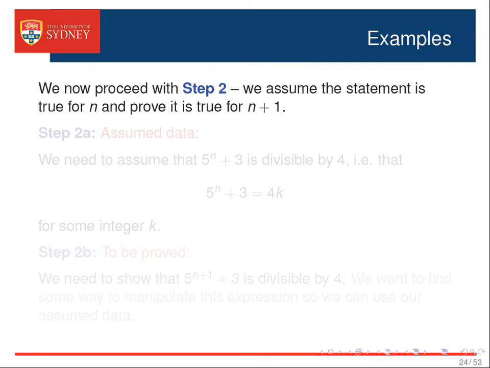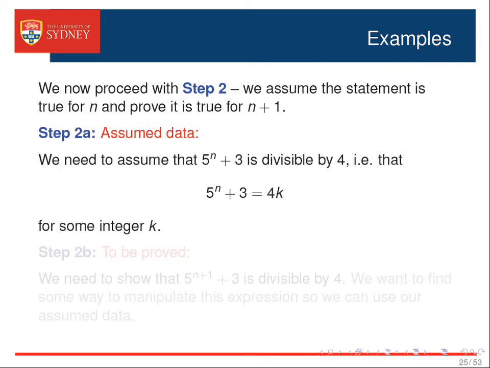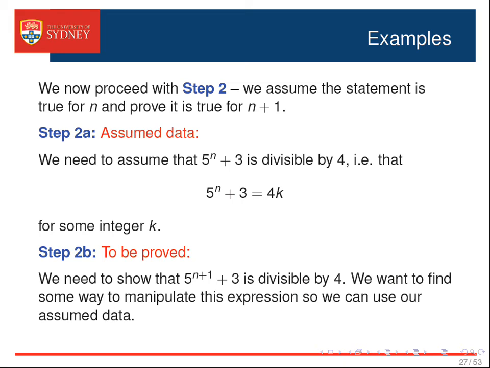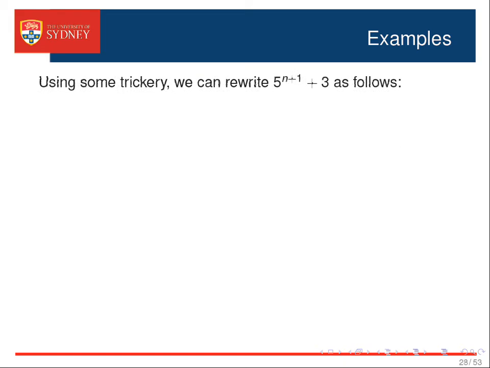For step 2, for our assumed data, let's suppose 5 to the n plus 3 is divisible by 4. Say it's equal to 4 times k for some number k. Then we need to somehow use this to show that 5 to the n plus 1 plus 3 is also divisible by 4. We need some way now of connecting the dots and exploiting our assumed data. We're going to have to use a bit of a trick here, and rewrite 5 to the n plus 1 plus 3 as follows. We'll rewrite it as 5 times 5 to the n plus 3, using the index laws.